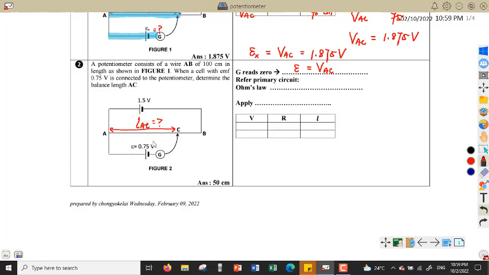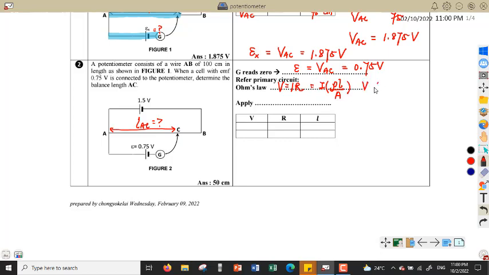This time we know the value of the battery. So the voltage across the balance length AC will be equal to 0.75 volt. What is the balance length equivalent to 0.75 volt? We can determine it by referring to the primary circuit again. We are going to apply Ohm's law, V equal to IR. The resistance relates to the length of the wire, rho L over A.